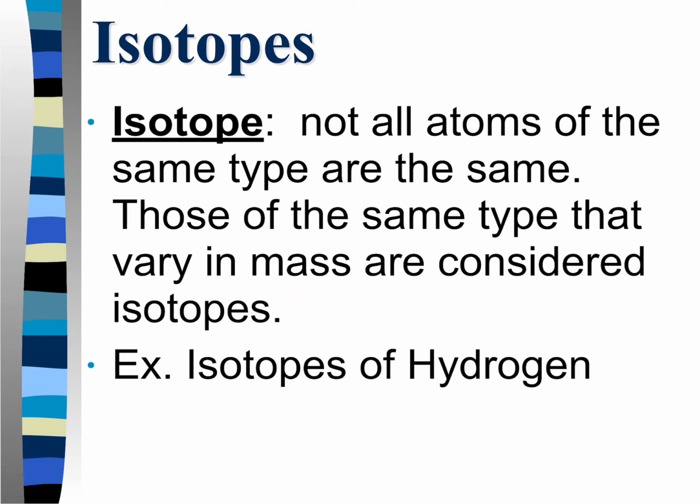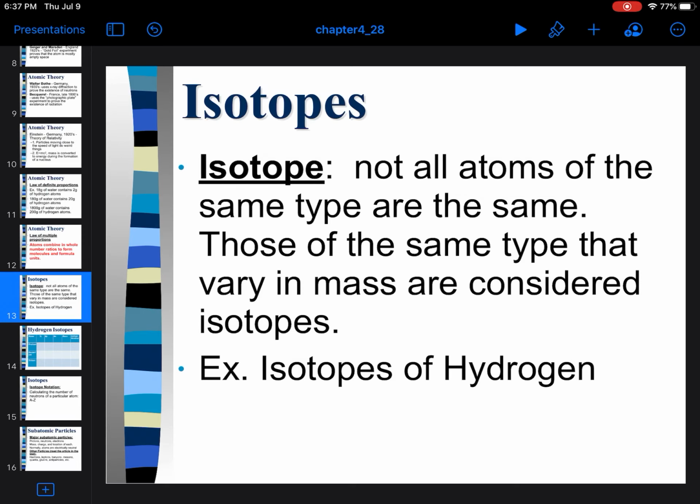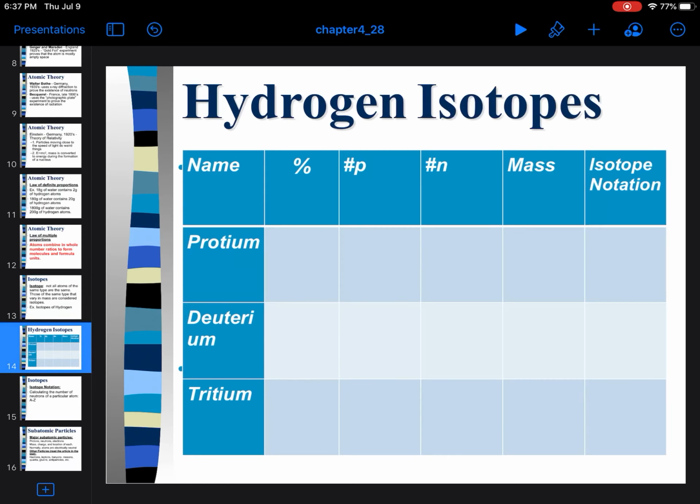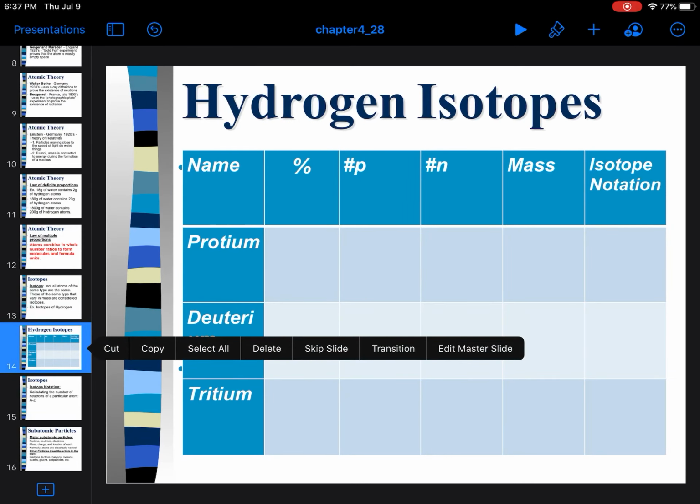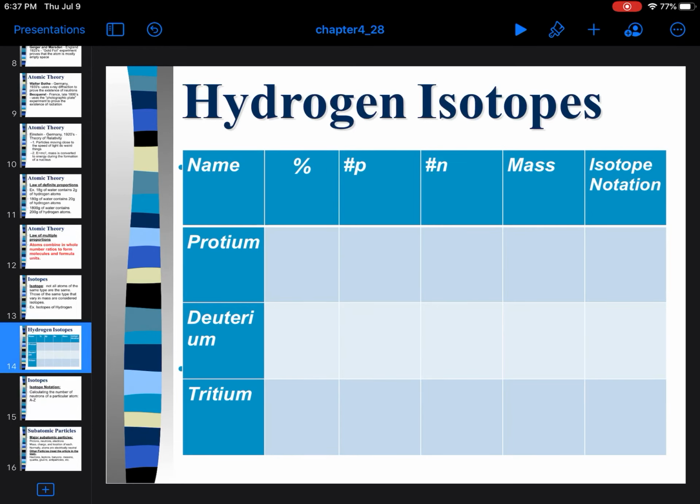Isotopes. We said that Dalton was wrong. He didn't know, because he didn't have the technology, that not all atoms of the same type are exactly the same. We do have isotopes. They vary based upon the number of neutrons that they have. And the example they like to use is hydrogen. Hydrogen is the only set of isotopes that have their own special names. So we expect you to be familiar with the hydrogen isotopes.